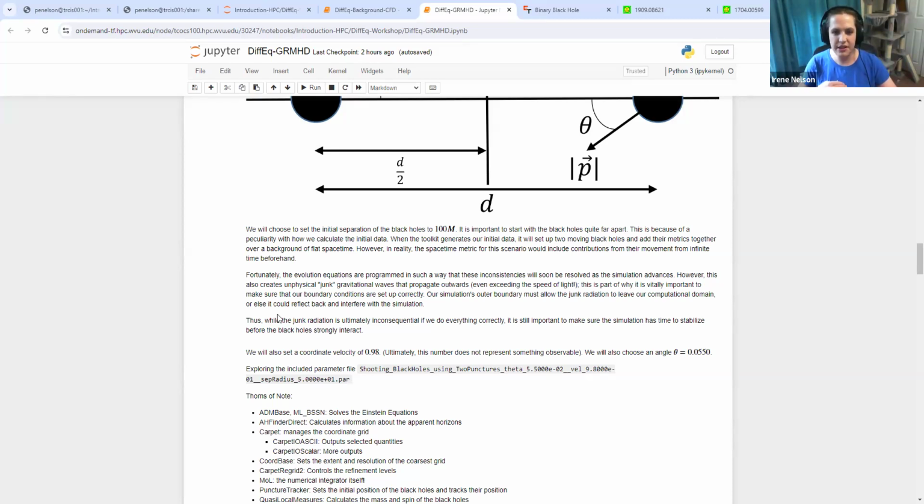This sort of occurs with this unphysical junk gravitational radiation that's emitted and propagates outwards. And as it's unphysical, it can even propagate faster than the speed of light, which is kind of this wacky thing, which is also part of why it's important to make sure that we set our boundary conditions correctly, to make sure that when that junk radiation reaches the edge of our physical domain, it's going to leave the grid instead of reflecting back off of the boundary and wreaking havoc on our simulation.